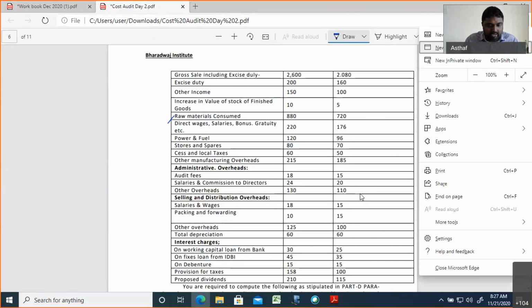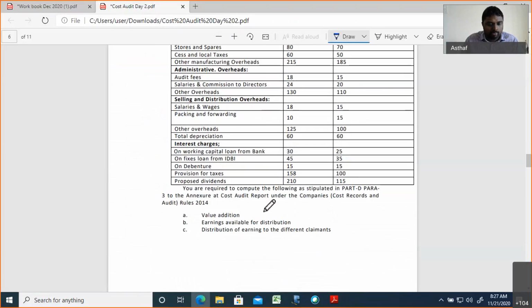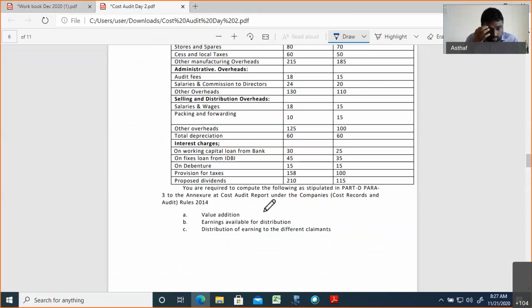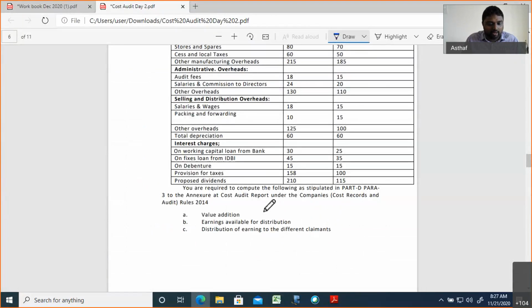Then selling and distribution overhead. What will come under selling overhead? Salaries and wages will not come. Packing and forwarding will come. Other overhead 125 will come.